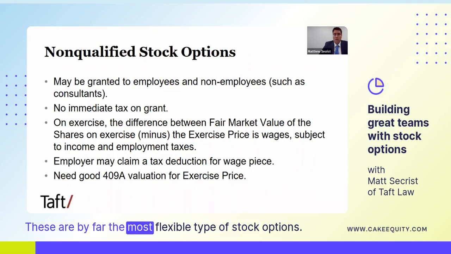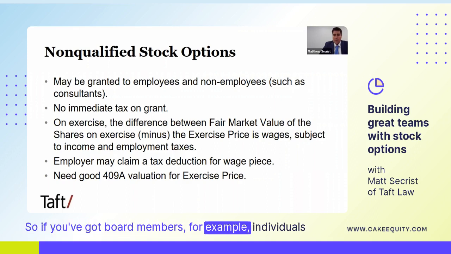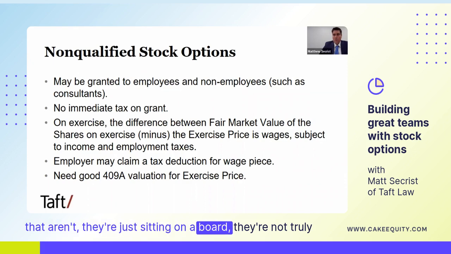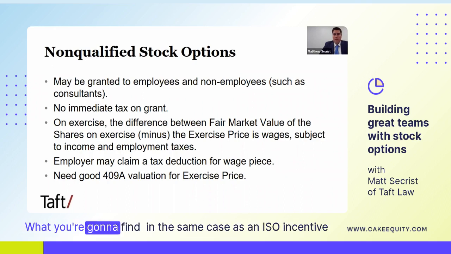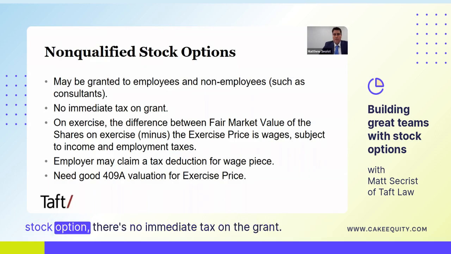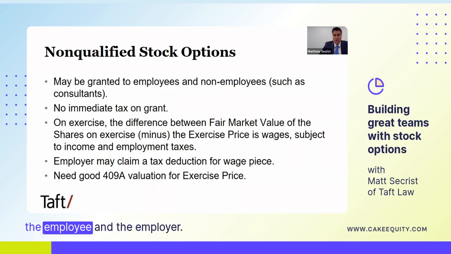These are by far the most flexible type of stock options. They can be granted to employees and non-employees, such as consultants. So if you've got board members, for example, individuals that are just sitting on a board, they're not truly employees, you can grant non-qualified options to them. What you're going to find, in the same case as an ISO, incentive stock option, is there's no immediate tax on the grant. So you grant this option to purchase shares of the company for an exercise price. And on that grant date, there's no tax impact. There's zero tax impact at all to both the employee and the employer.